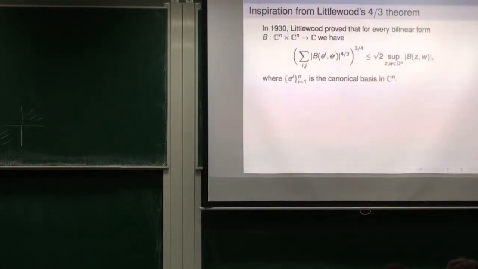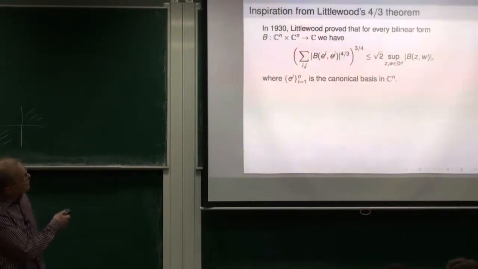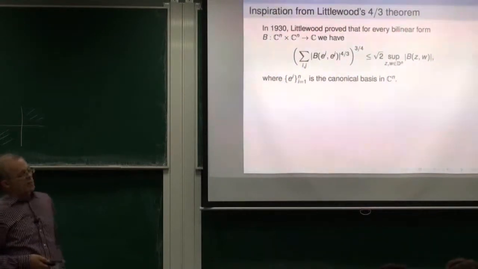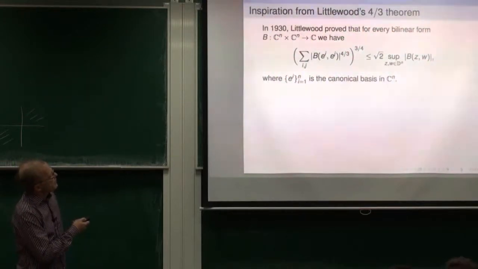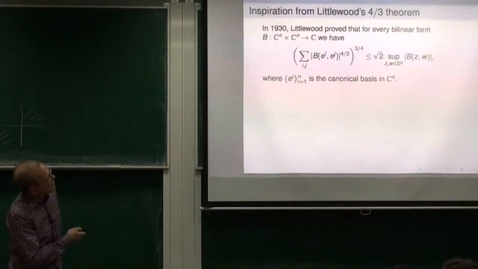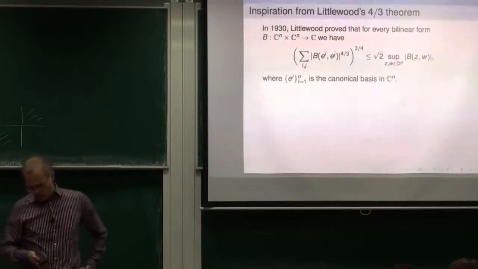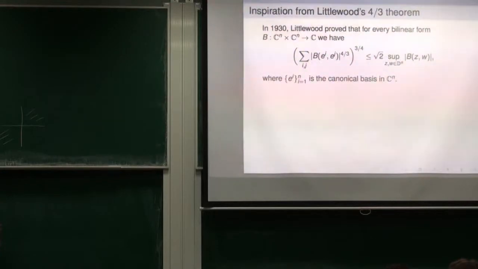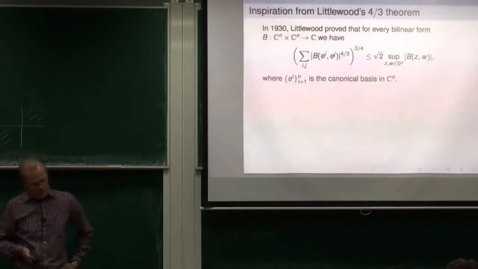So then let me say a few words about this business with multilinear forms. This is a work by Littlewood that preceded Bohnenblust and Hille. Littlewood looked at bilinear forms on Cn cross Cn, and let e_i be the canonical basis in Cn. So if we take the coefficients of this bilinear form with respect to this basis, take the 4/3 norm of this sequence of coefficients, then Littlewood proved that this is bounded by the square root of 2 times the supremum of the form, where z and w vary over the unit polydisc in Dn.